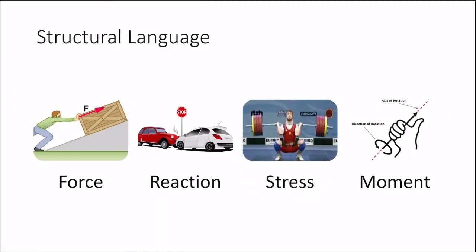And the structural language that you must know is 1. Force, 2. Reaction, 3. Stress, and 4. Moment. The first one, force. A force is an influence on an object that may cause movement. For example, the weight of people, furniture within a building cause a vertical downward force on the floor. Wind blowing against a building cause horizontal force on the external walls of the building. That is the example. Or perhaps if you look at the picture, when a man pushing the box upwards, there's a force that acting by the action of pushing.